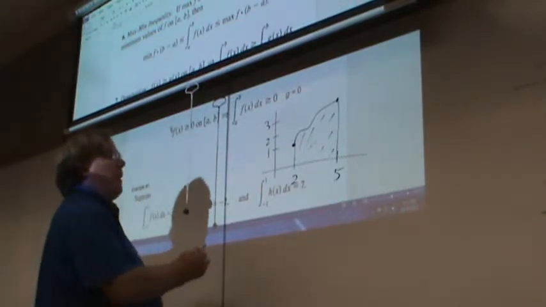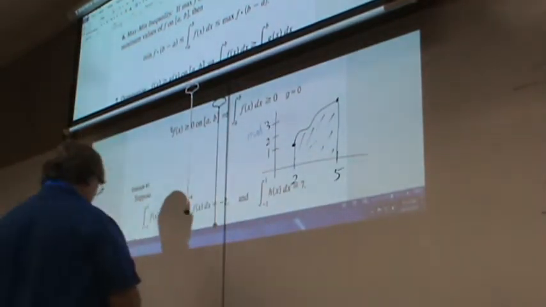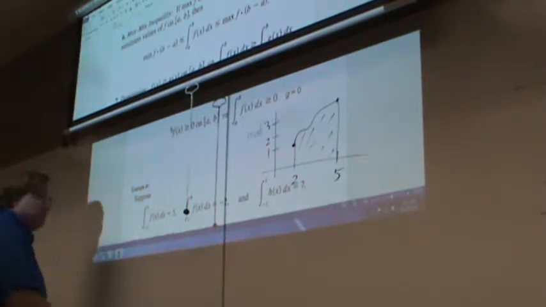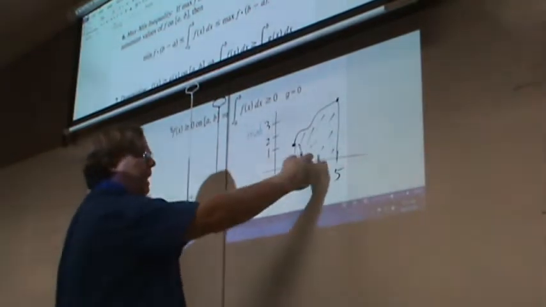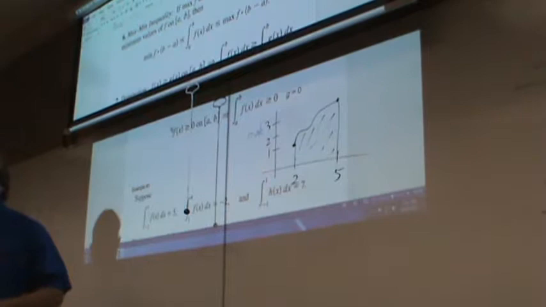Here's the maximum value right here. This is the maximum value of my function f. What are they getting? B minus a times the maximum value of the function. What is that they're getting?